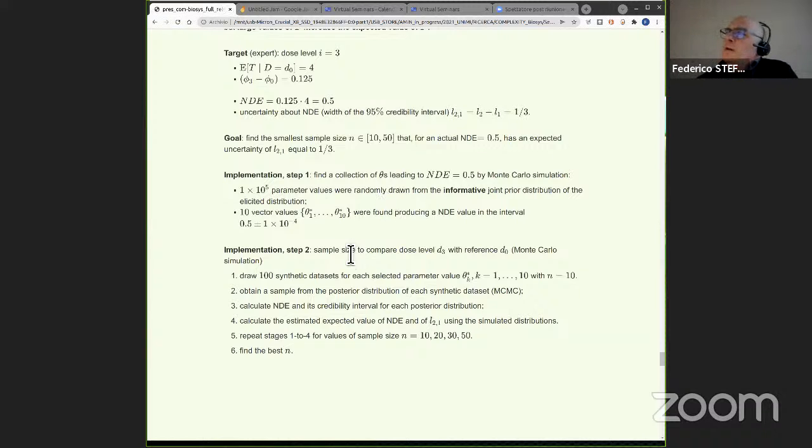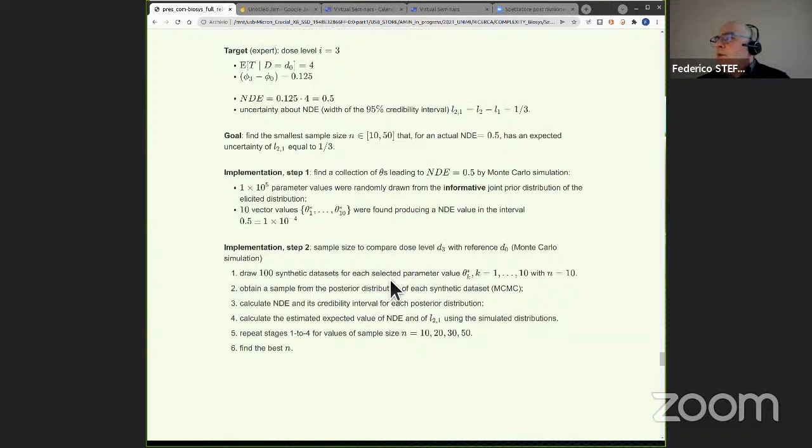In the second step, we perform a Monte Carlo simulation in which we draw 100 synthetic datasets for each selected parameter. So overall, we have 1,000 datasets. We started with the sample size n equal to 10 at each dose level. We obtained the posterior distribution for each dataset. We calculated the natural direct effect and the credibility interval for such quantity using the posterior distribution. We also calculated the estimated expected value of NDE and of L21 using the simulated distributions. We repeated the above steps for n equal to 10, 20, 30, and 50. That's it. This is the algorithm that we developed.